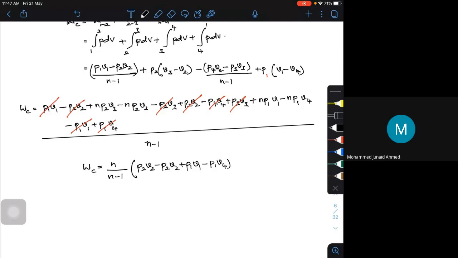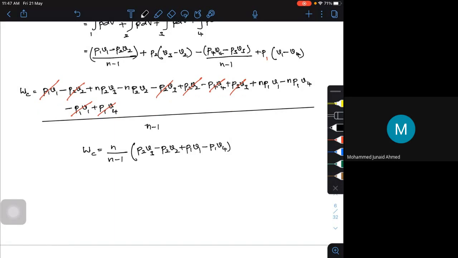P2 V2 minus P2 V3, minus P2 V2 plus P1 V1 minus P1 V4. Okay. So I can rewrite this particular thing. So I can write it as n by n minus 1, minus P2 V2 plus P1 V1 on one side. On the other side I can write P1 V4, okay, plus P2 V3.